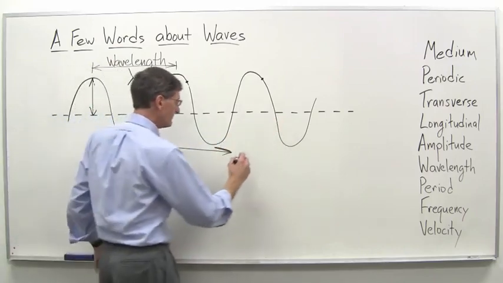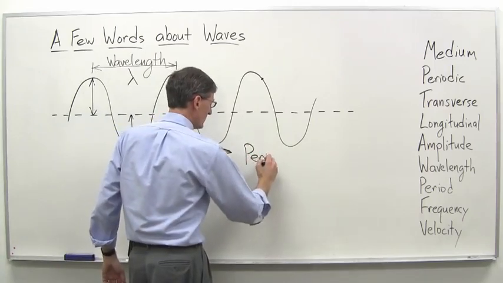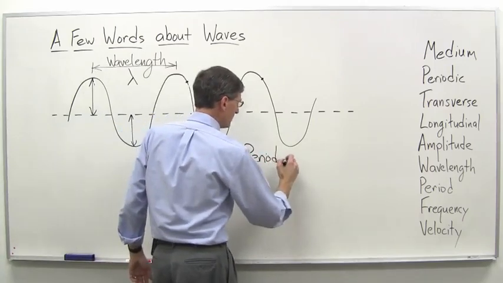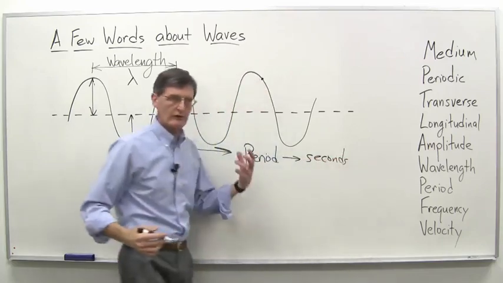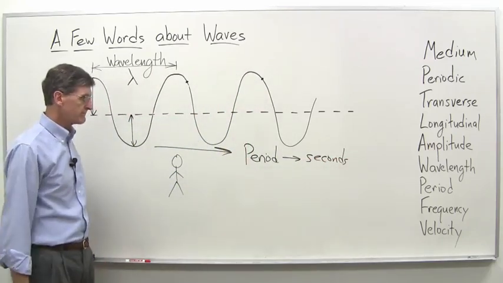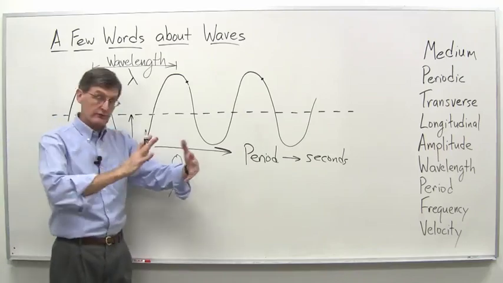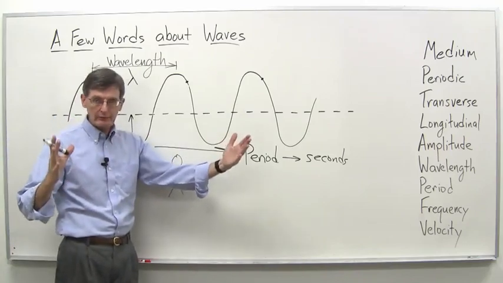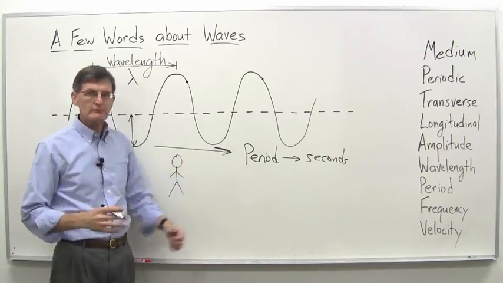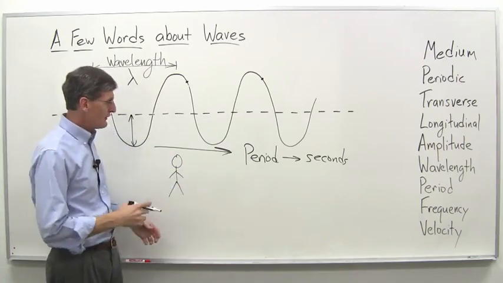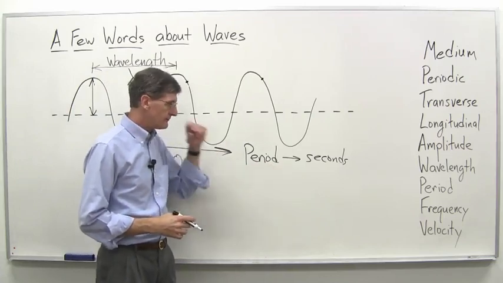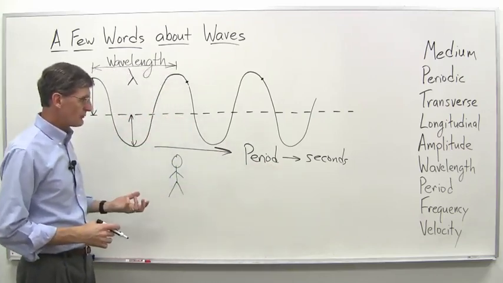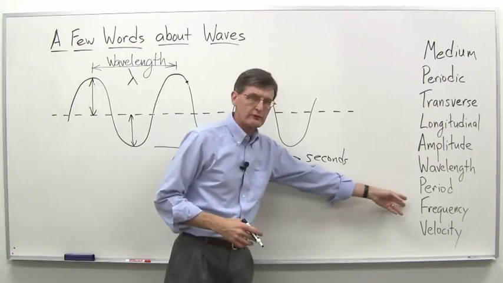So period is measured in, we'll just say it's measured in seconds, really, or as I said, any unit of time. So wavelength is measured in meters, centimeters, millimeters, nanometers if you want. Period measured in seconds. Now, another concept is the frequency.